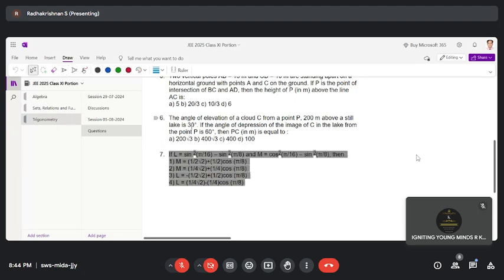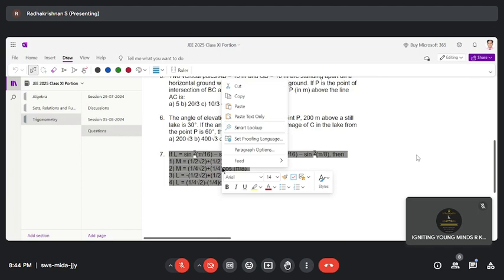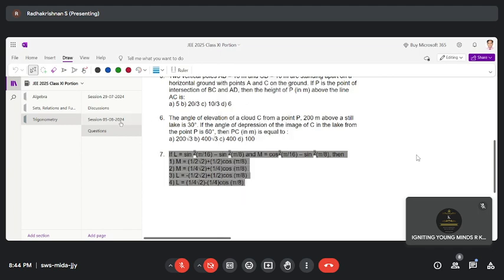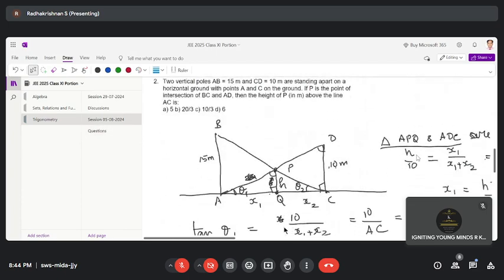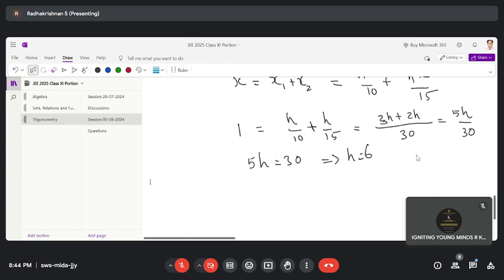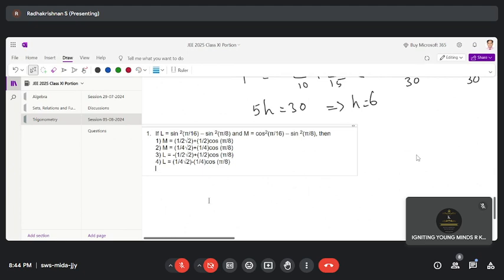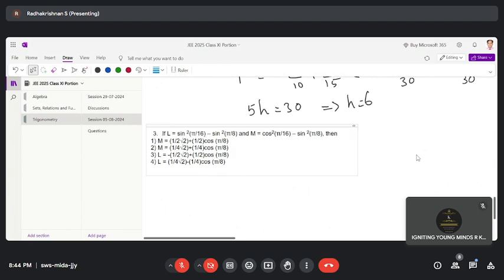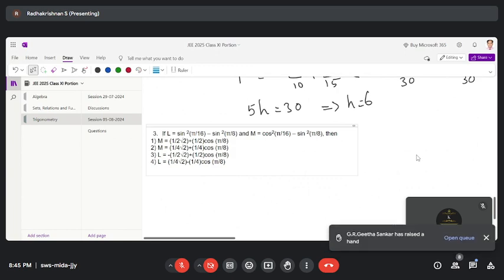I'm going to go to the next problem, the last problem in the homework. Okay. So if L equal to sine square pi by 16 minus sine square pi by 8 and M equal to cos square pi by 16 minus sine square pi by 8, then M equal to, there are two values given, L equal to some two values given. So solve for M and L from this, but it is in terms of cos pi by 8.